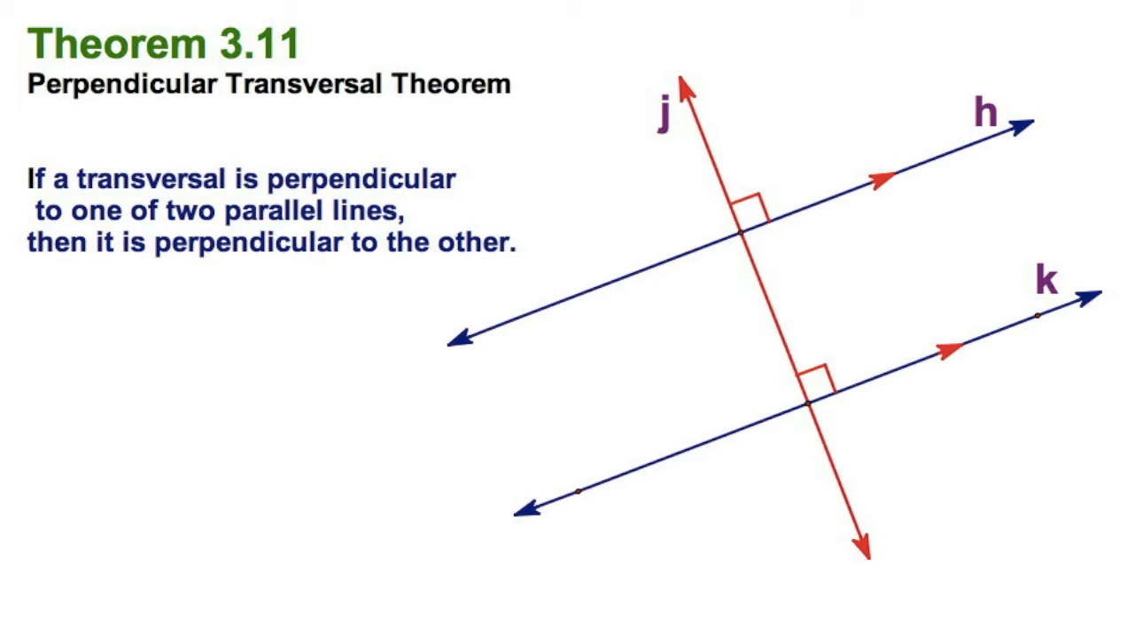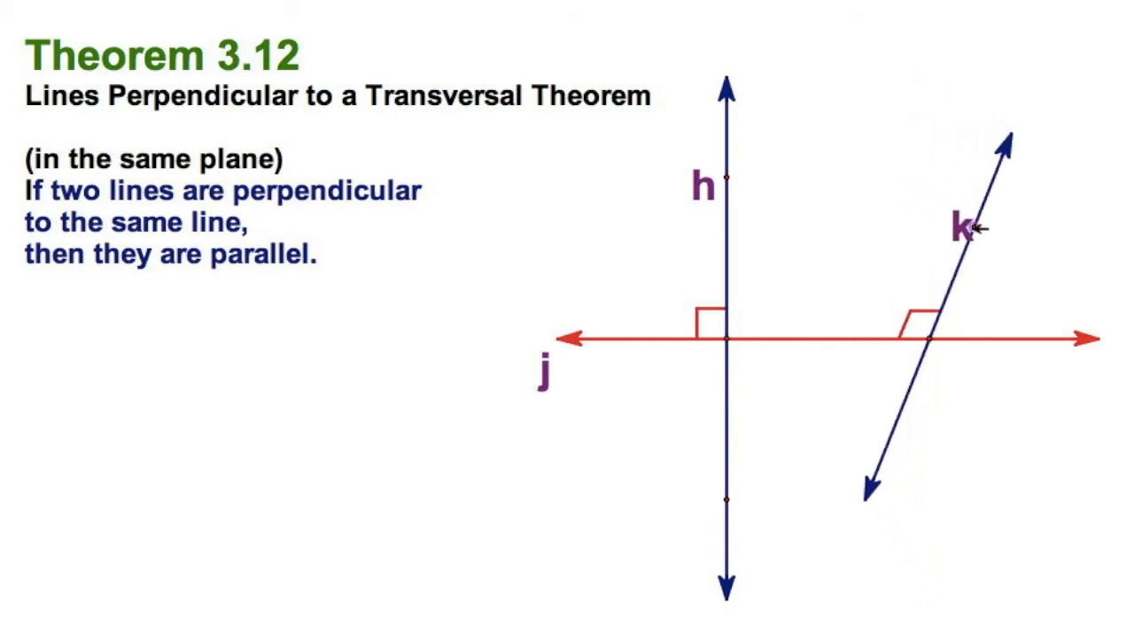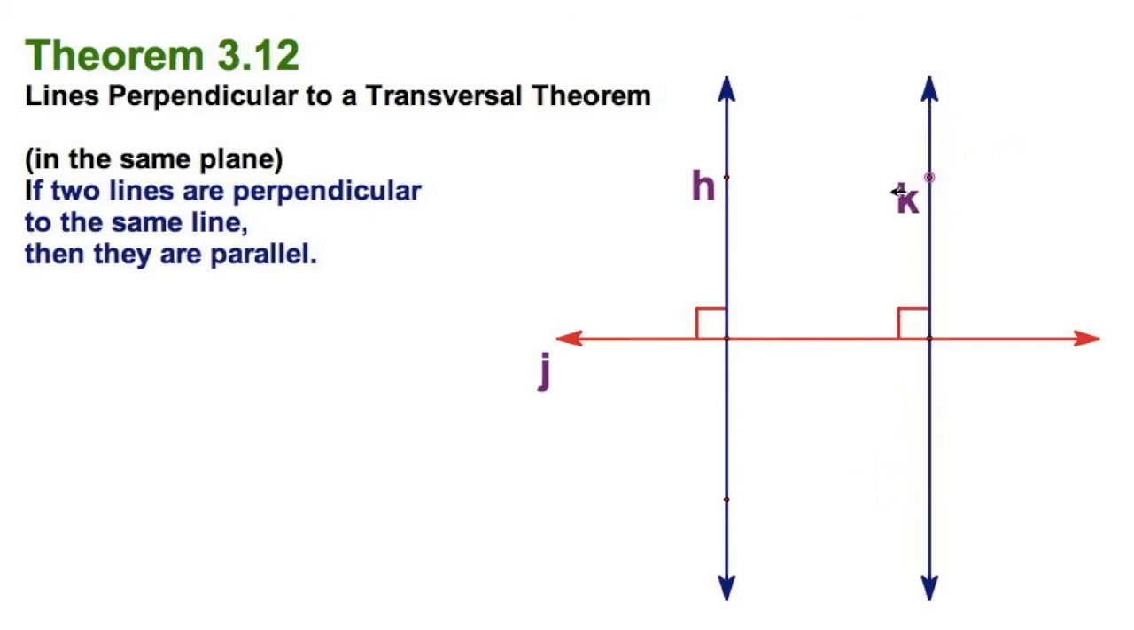How about the converse of that? Well, 3.12 says, and they left something off in the textbook, so I am going to add this in: in the same plane, if two lines are perpendicular to the same line, then they are parallel. I'm going to show you when they're not. Imagine if I take K and, thinking 3D, rotate it towards myself. Now H and K are both perpendicular to J, but H and K are skew to each other, in different planes. So I would qualify this statement with the phrase "in the same plane." If they're both perpendicular to the same line, then they're parallel.